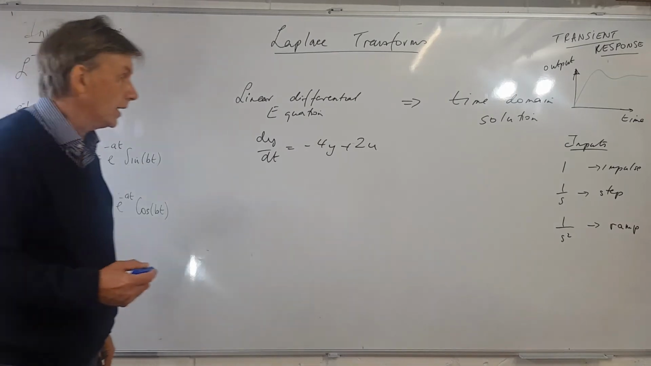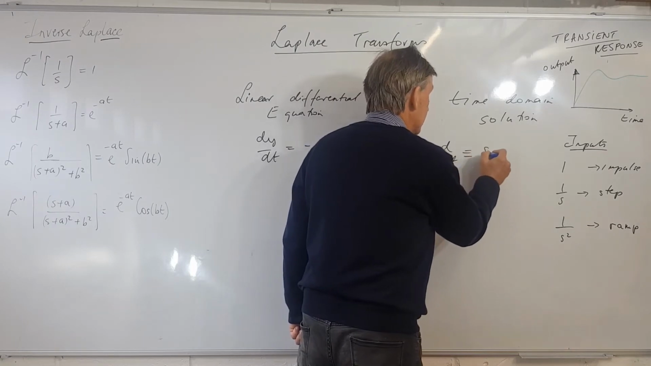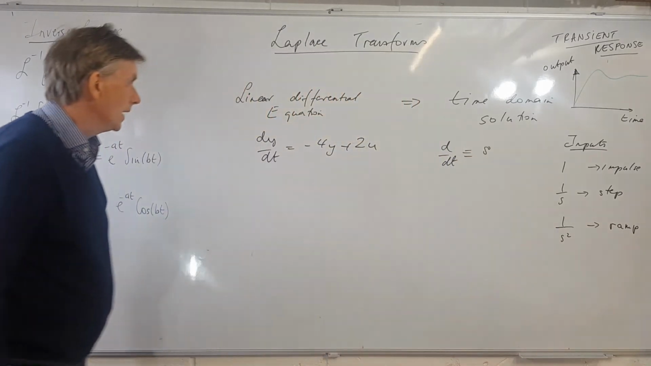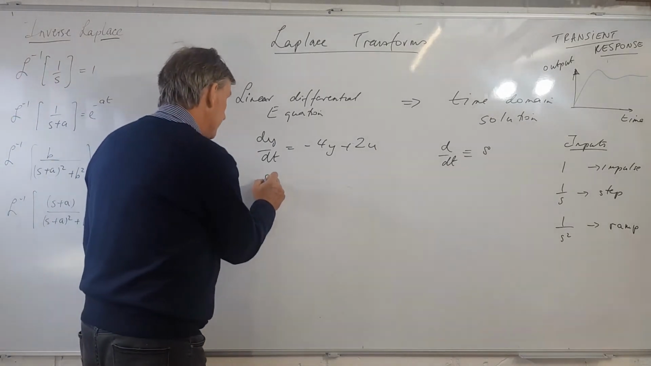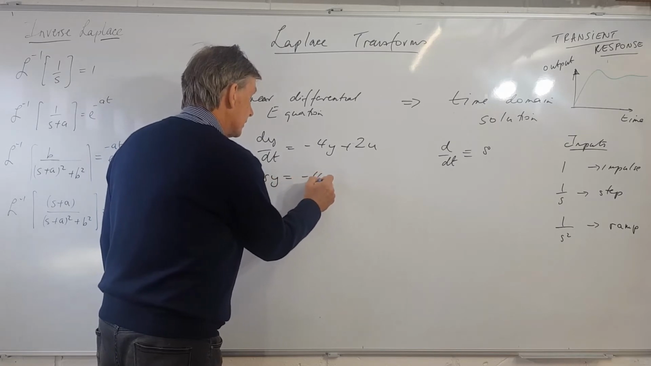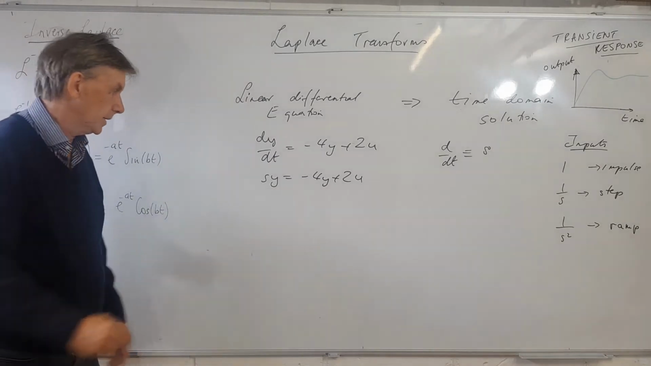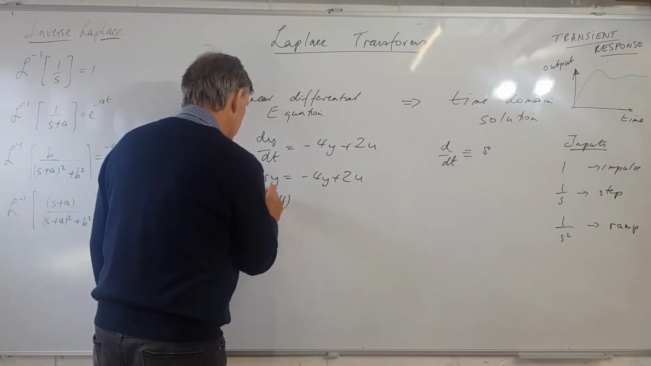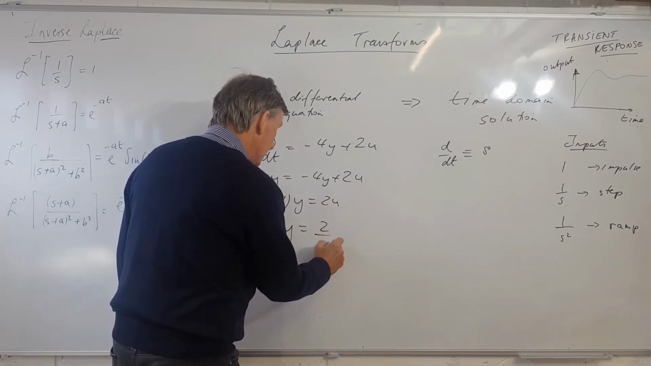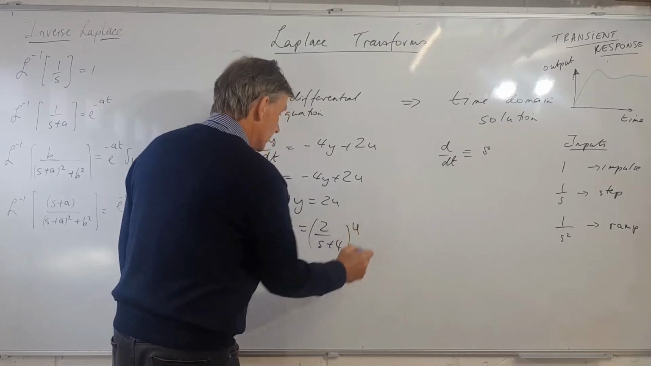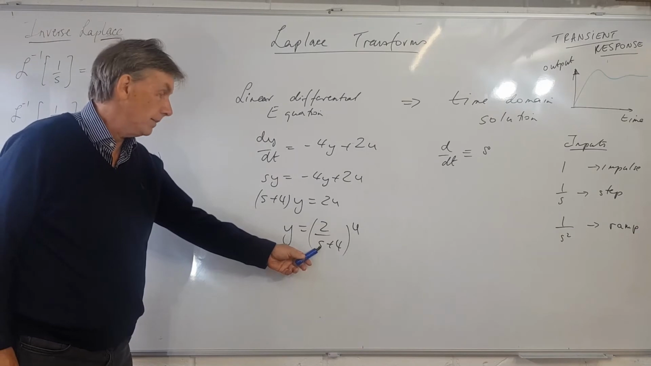So the first main trick with Laplace transforms is to recognise that d by dt is represented by the Laplace variable s. So we can replace dy by dt by sy equals minus 4y plus 2u, and then we can collect up the y terms. So you get (s plus 4) times y equals 2u, or y is 2 over (s plus 4) times u. So what we've essentially done now is we've got ourselves a little transfer function here.